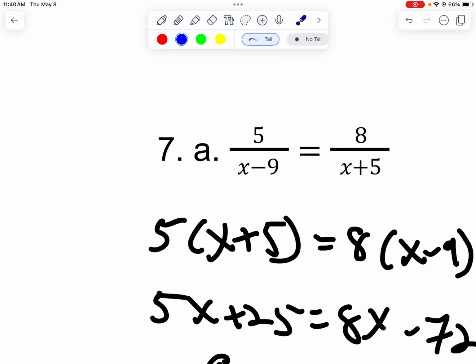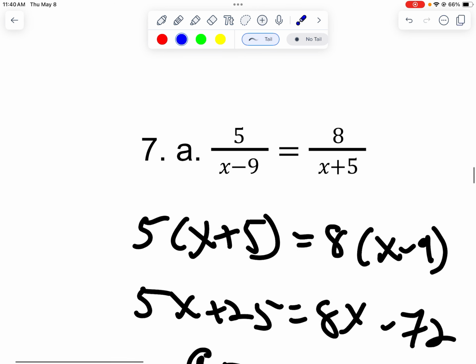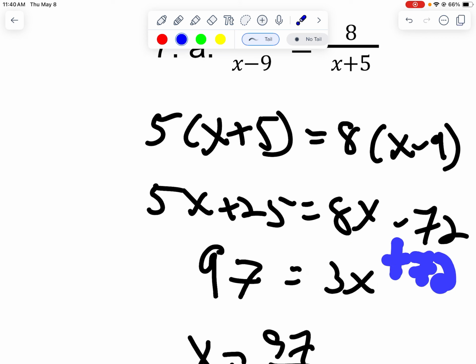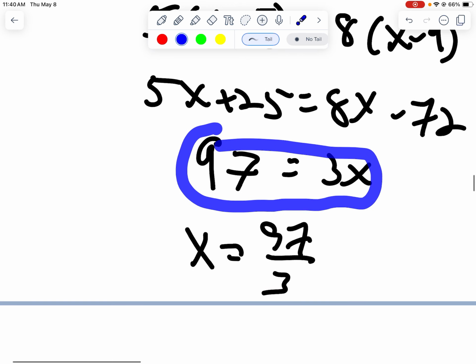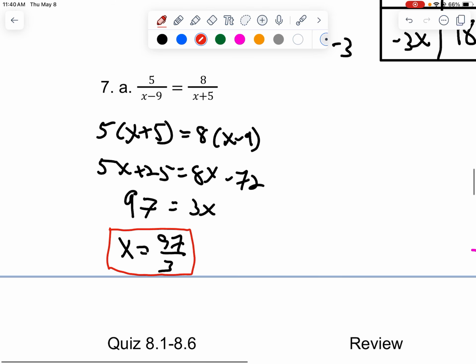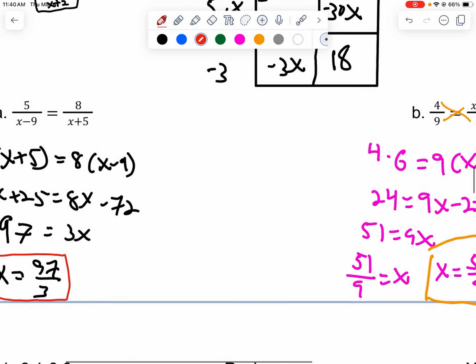Now this is a linear equation with variables on both sides, so we've got to hook up the x's. What I did was subtract 5x, which left us with 3x on the back, and I also added 72, and 25 plus 72 is 97. So we have this. Last step, divide by 3, and the solution is 97 thirds. 3 does not go into 97, so that's all you can do. And that was number 7a.